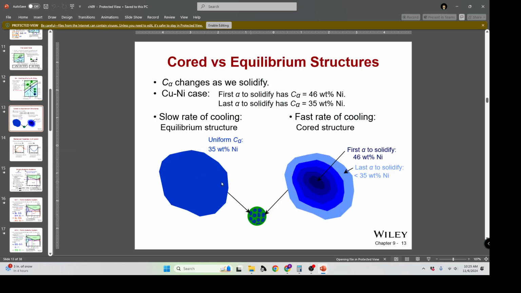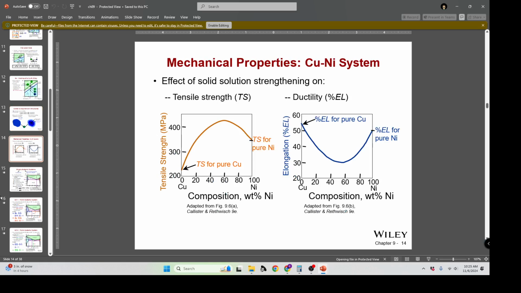So you're going to have different levels of nucleation depending on how fast it's cooled, and that creates differences in the uniformity of that composition. So we talked about the effects that this has on tensile strength and ductility, or percent elongation. So these are always going to be inverse in the way the alloys work. So the highest tensile strength is also going to be the least ductile. The lowest tensile strength is going to be the most ductile. That's the way it works.